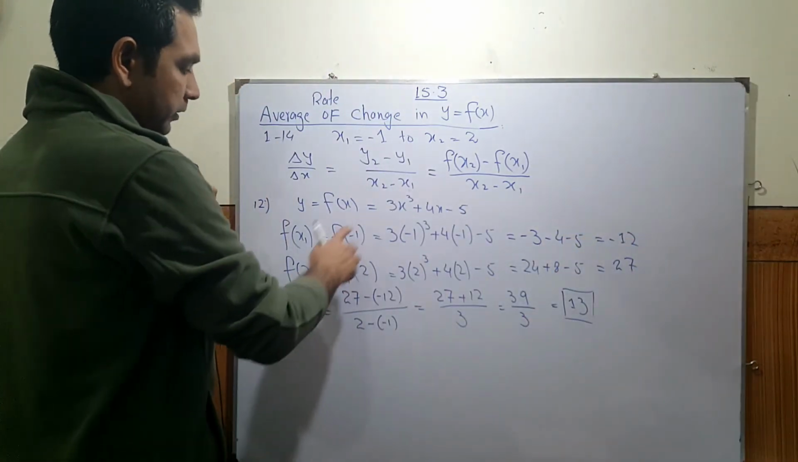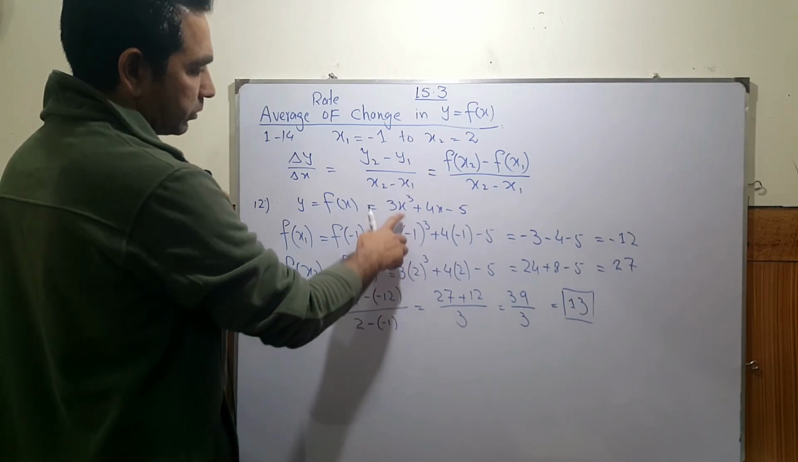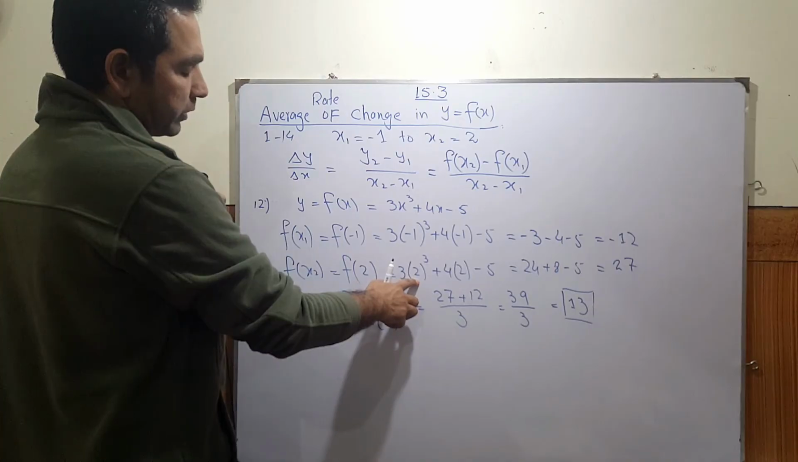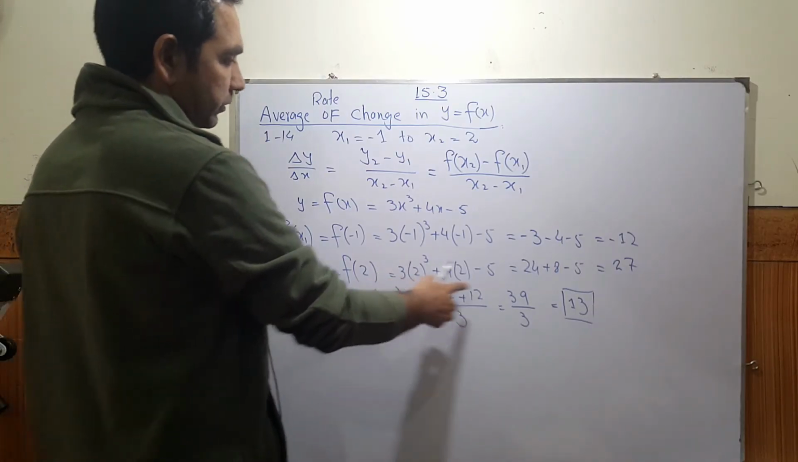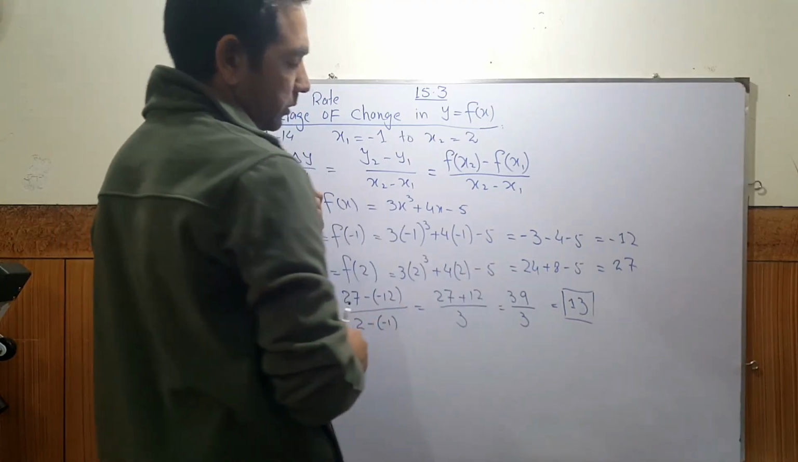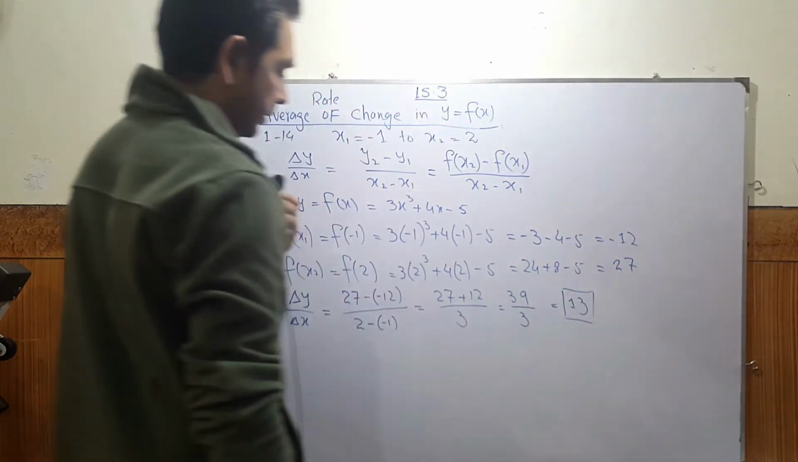Now for x we replace 2, so that is 3 times 2 cubed plus 4 times 2 minus 5. 2 times 2 times 2 gives us 8, and 8 times 3 is 24, and 4 times 2 gives us 8, and minus 5 as it is. So if you add and subtract these, that gives us 27.